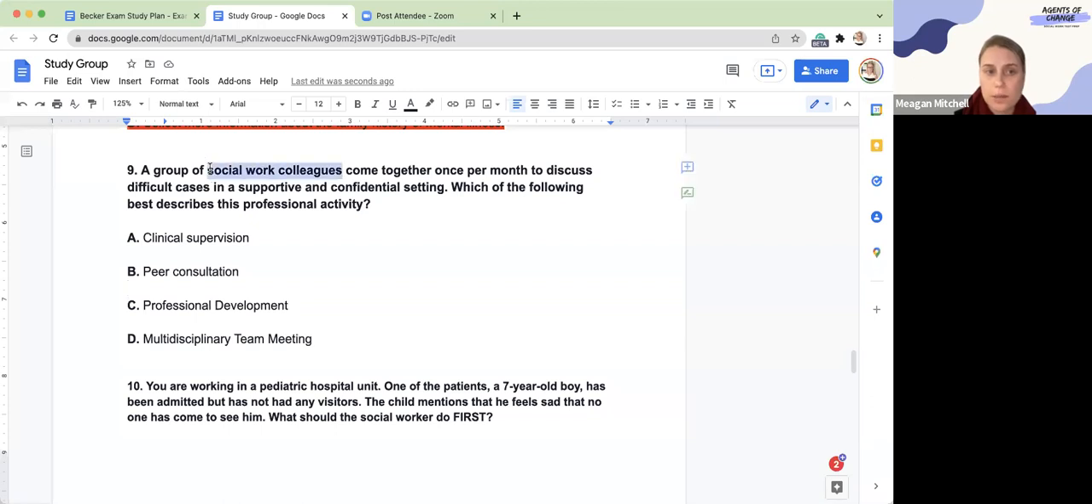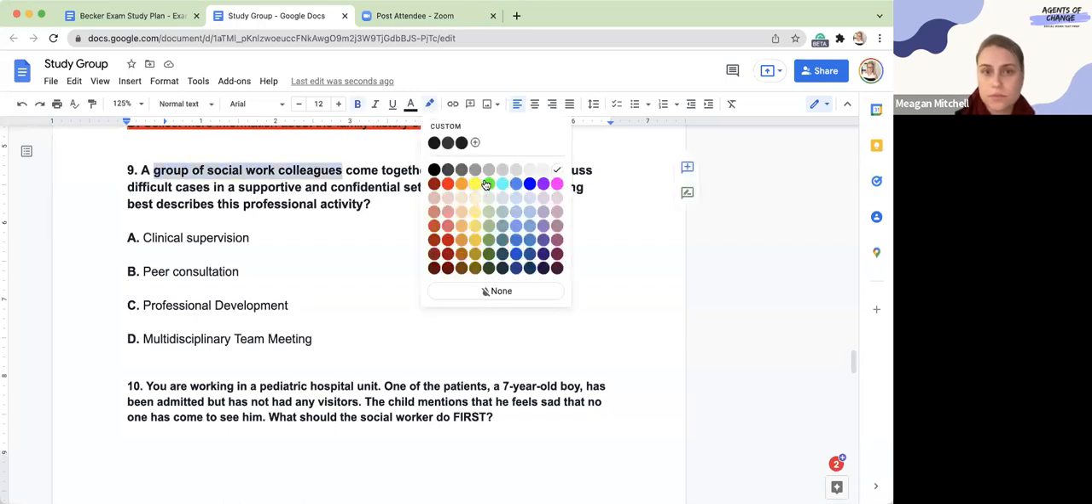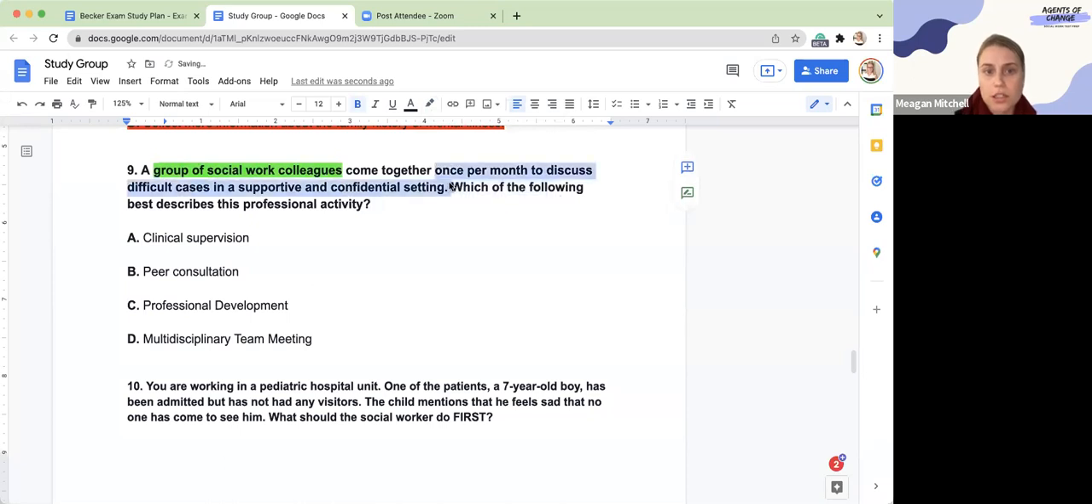So a group of colleagues are coming together once per month to discuss difficult cases. What do we call this? Clinical supervision, peer consultation, professional development, or multidisciplinary team meeting? What is the answer and why? Colleagues coming together to discuss confidential information once per month. This one sometimes trips people up.